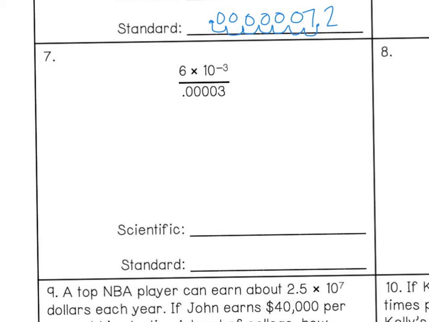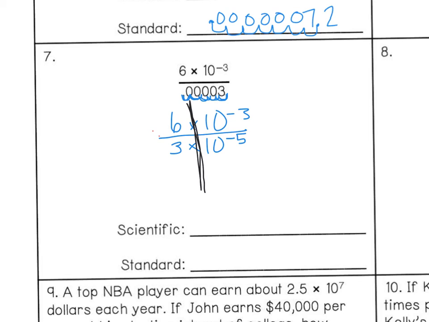Now I'm going to move on to the division. So again, I'm going to convert this number into scientific notation. So 1, 2, 3, 4, 5. So 6 times 10 to the negative third divided by 3 times 10 to the negative fifth. And just like I did on the front, I'm going to draw a line so I know I have two different problems, or two separate problems.